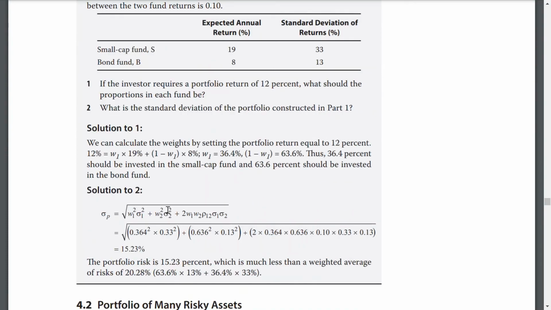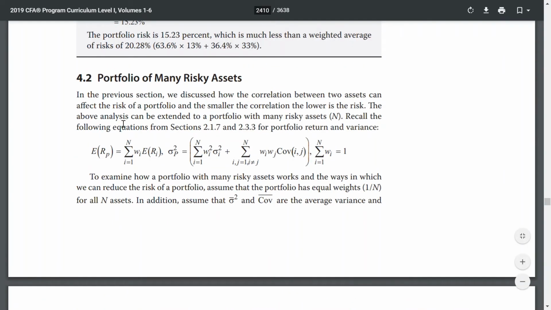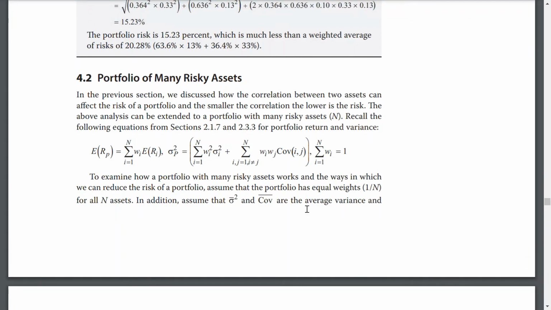Portfolios of many risky assets. In the previous section, we discussed how the correlation between two assets can affect the risk of a portfolio, and the smaller the correlation, the lower the risk. The above analysis can be extended to a portfolio with many risky assets, or N. Recall the following equations from sections 2.1.2, 2.1.7 and 2.3.3 for the portfolio return and variance, to examine how a portfolio with many risky assets works and the ways in which we can reduce the risk of a portfolio.